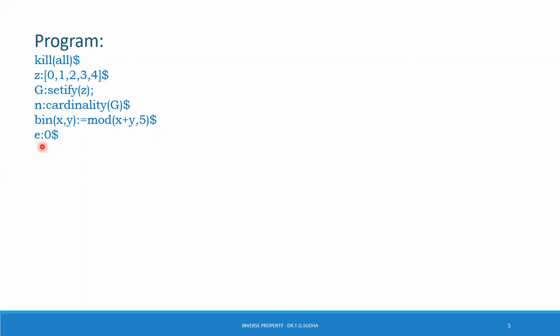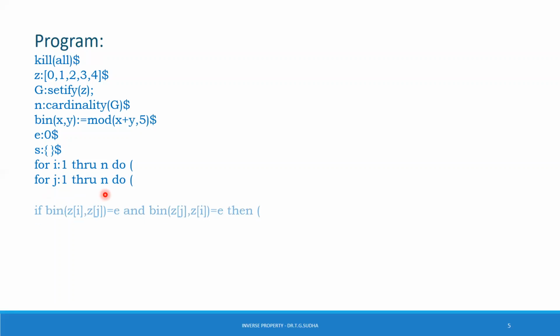Next, we enter the identity element e equal to 0, and we begin with the empty set S. So curly brackets without any entry return the empty set. And to verify the inverse law, or to find the inverse of the elements, we require two elements at a time. So here we use two loops, the i loop and the j loop. Each of them runs from 1 through n, where n is the cardinality of the given set.